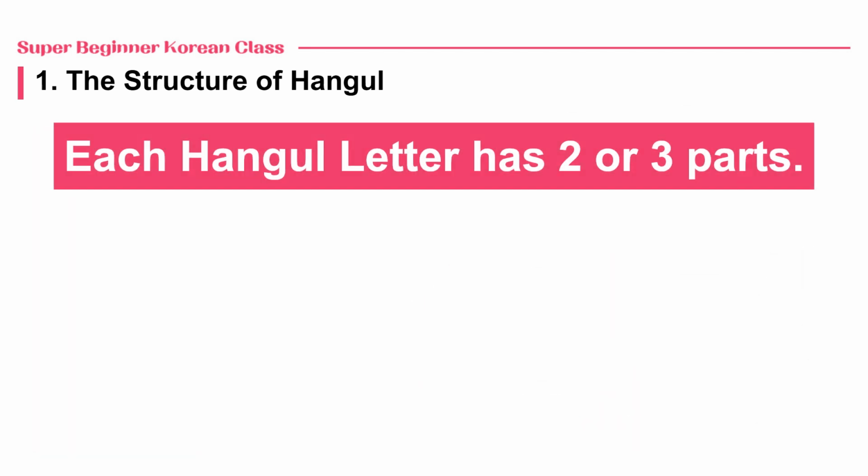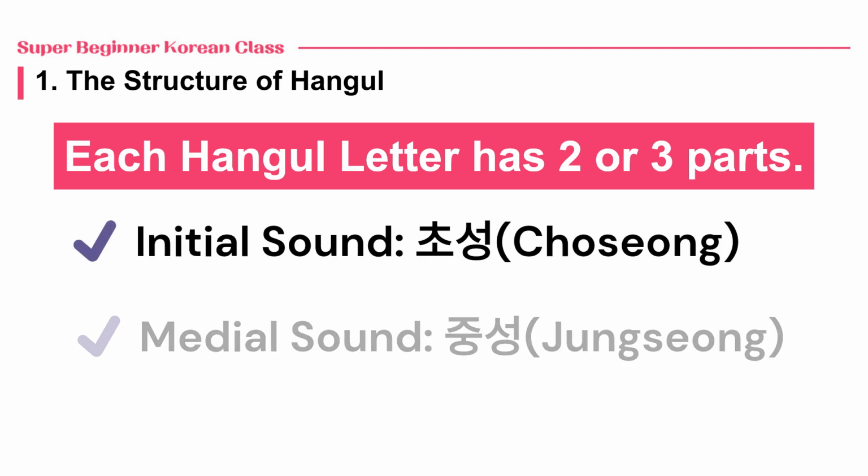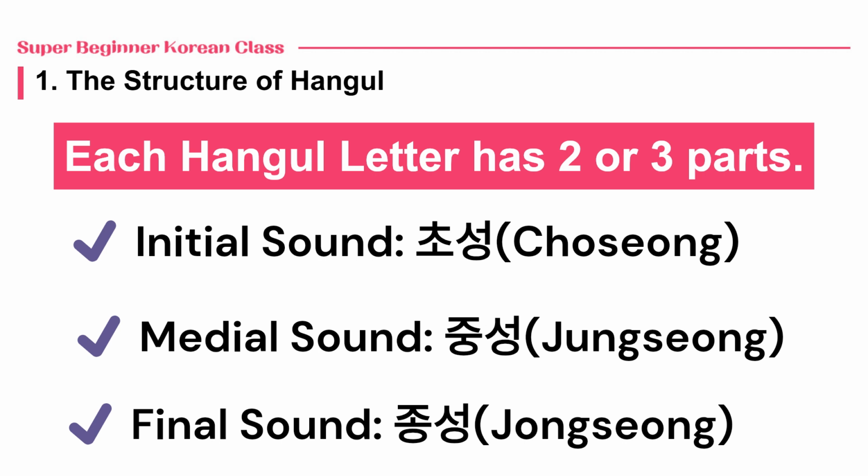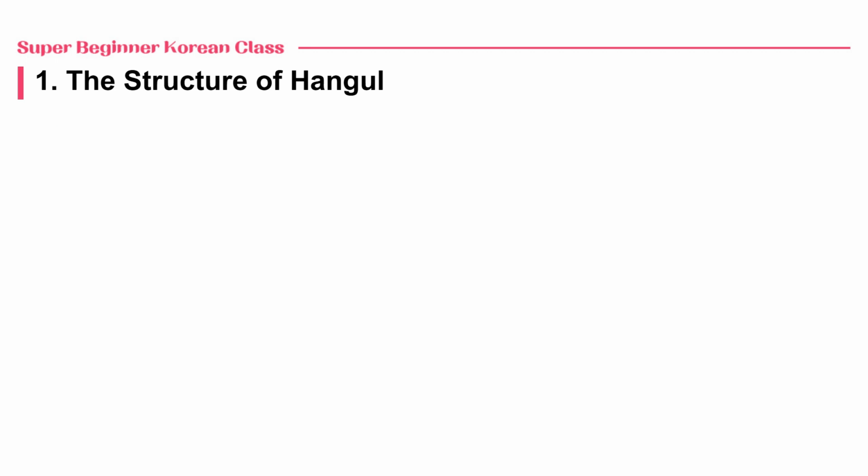Each Hangul letter usually has 2 or 3 parts. We call them the initial sound, medial sound, and final sound. In Korean, we say 초성 for the initial sound, 중성 for the medial sound, and 종성 for the final sound. The initial sound 초성 is the first sound. It's usually a consonant. The medial sound 중성 comes in the middle. It's always a vowel. The final sound 종성 comes at the end. It's a consonant too.